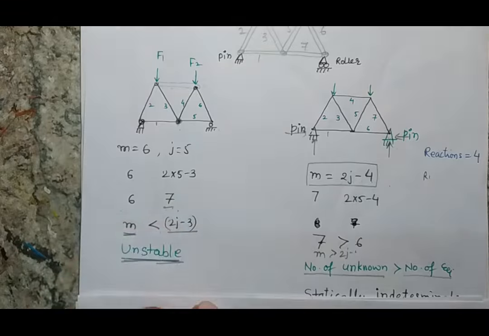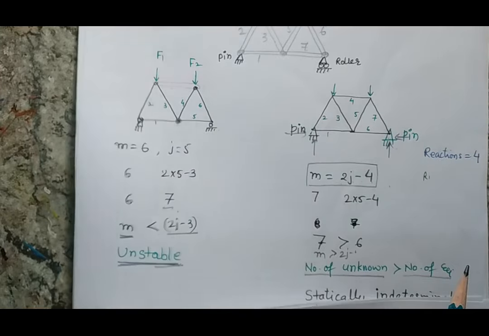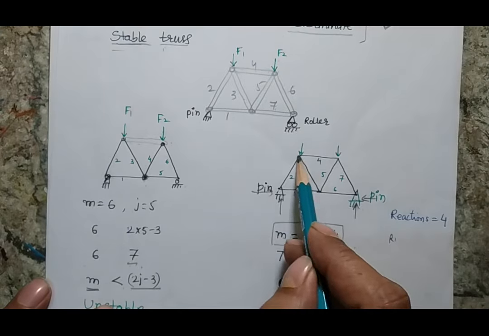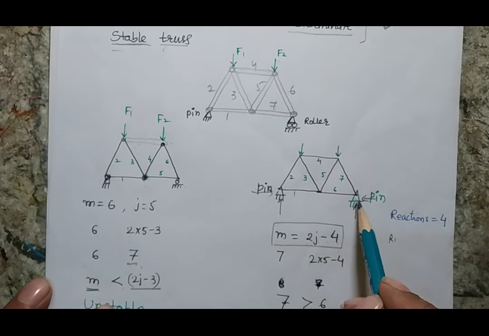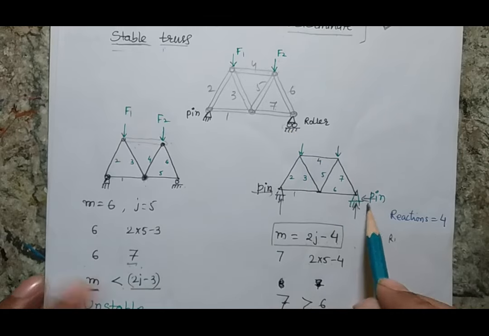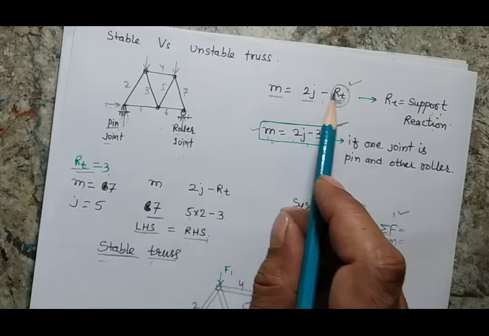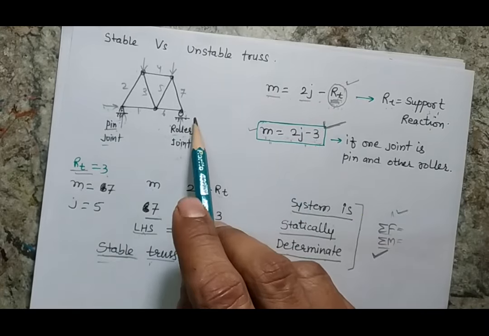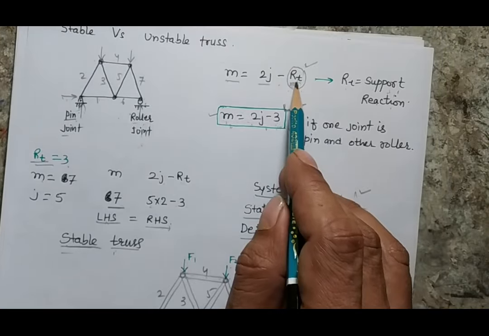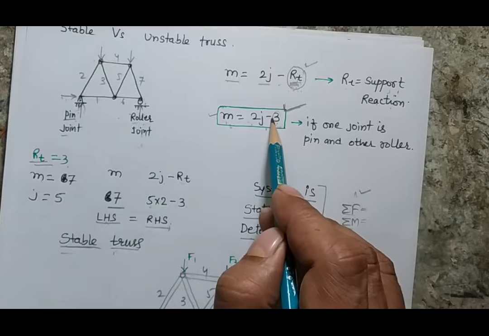Now here I am making a second alteration of my original truss. Here is my original truss, and what I did here, instead of removing a member, I have removed the roller support and replaced it with a pin support. So now, as we have seen in the beginning, when we have two pin supports, we cannot use this formula because these 3 will not be here.